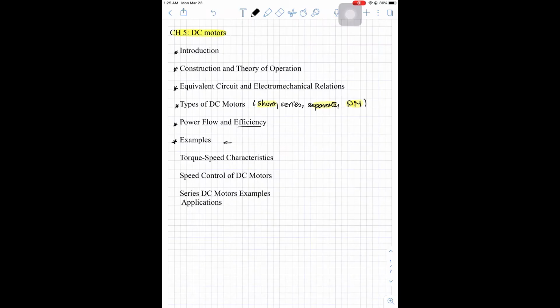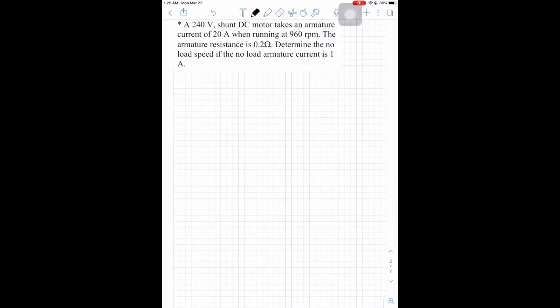Today's lecture, we will continue solving examples. So I will start by doing a DC shunt machine question. So we have a 240 volt DC shunt motor. Once we know that the motor is shunt, we'll start by sketching the machine.